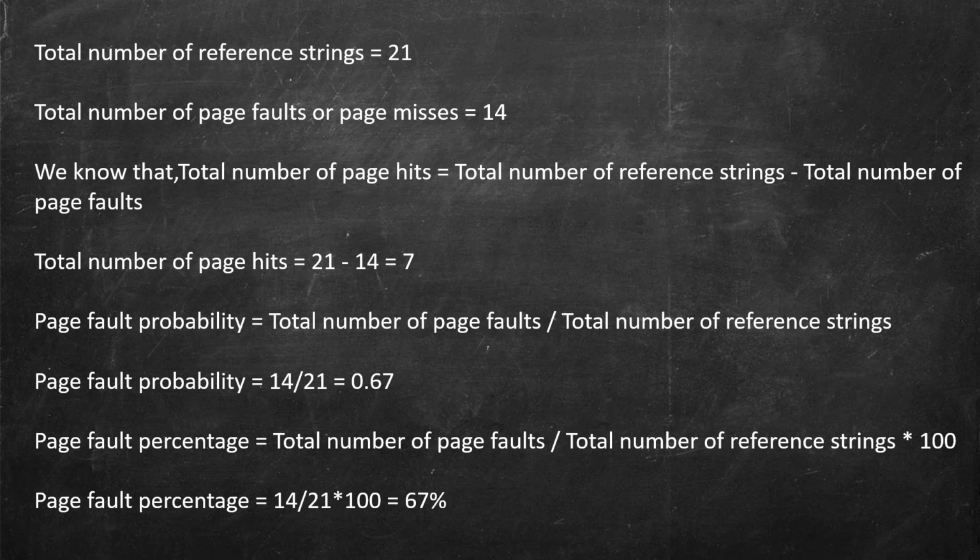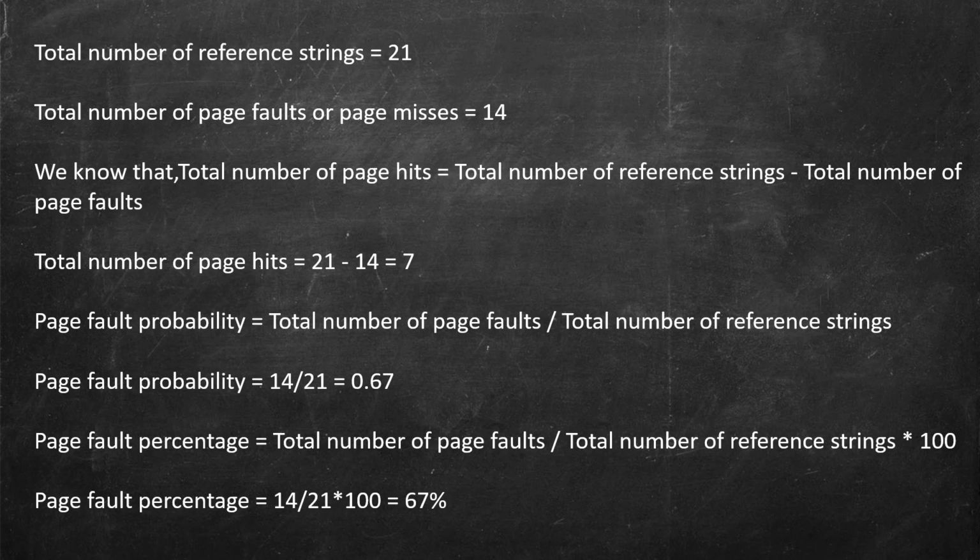Page fault probability is equal to total number of page faults divided by total number of reference strings. Page fault probability is equal to the total number of page faults, which is 14, divided by the total number of reference strings, that is 21. Hence, we get 0.67.